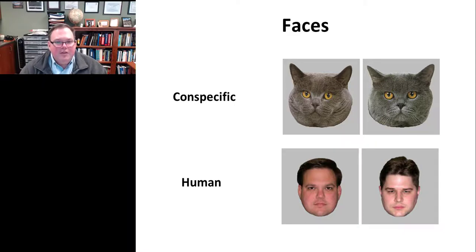Okay, but we found that things were very, very different for faces. Here are two examples of conspecific faces that the animals had to learn to discriminate. In this case, these are two different gray cats. If you're not a cat person, they probably look the same to you. But if you are a cat person, you probably can readily identify that they're very different animals. And then down on the bottom would be faces of two Caucasian males with similar colored hair and similar facial features that the animals had to learn to discriminate.